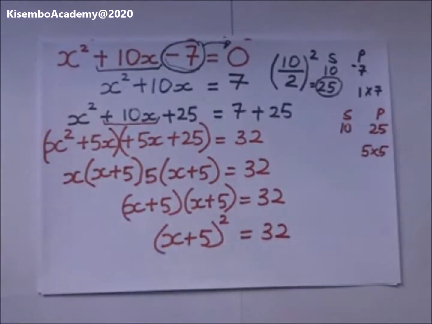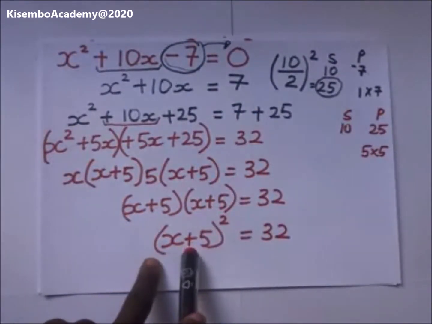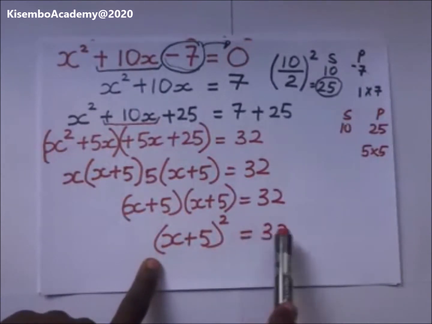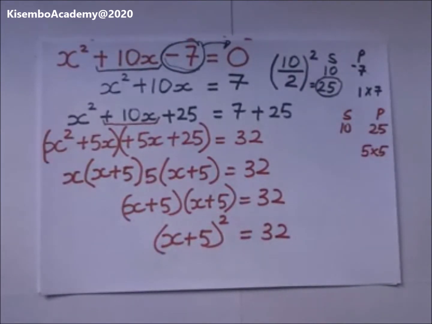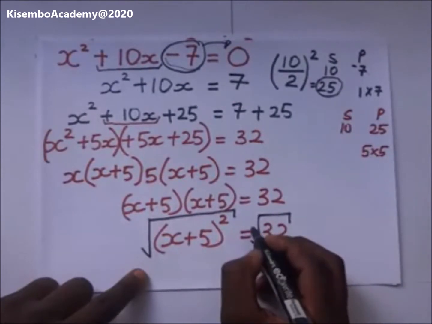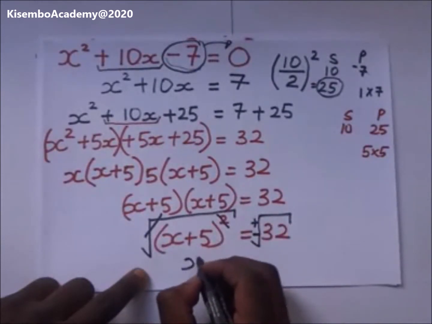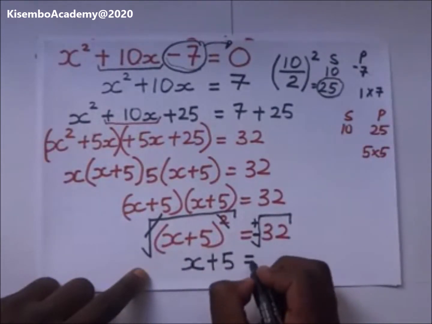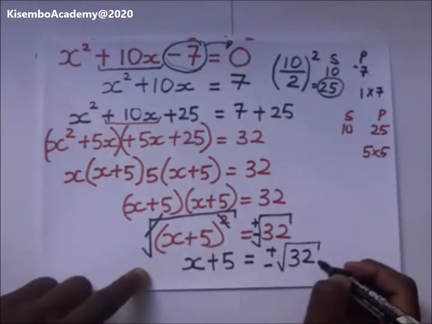Now you realize that when we did this, we made this side of the equation a perfect square. It's a perfect square that is equal to 32. So we go ahead and find the value of x by employing the square root property. It means for us to find the value of x, we are going to find the square root on both sides. Of course, the square root of 32 is either positive or negative. So the square root sign goes away, and you remain with x plus 5 being equal to plus or minus the square root of 32.